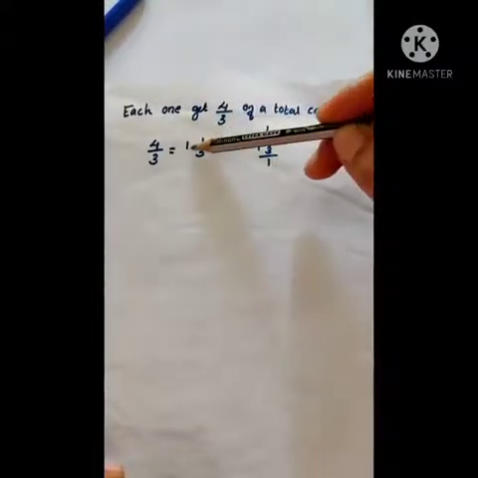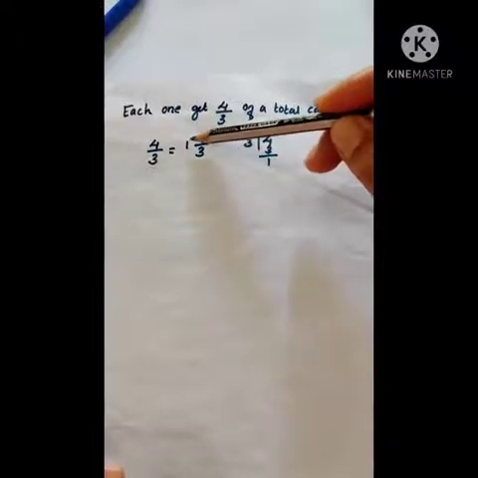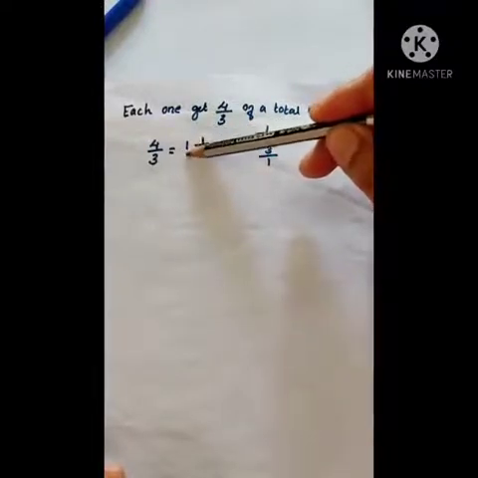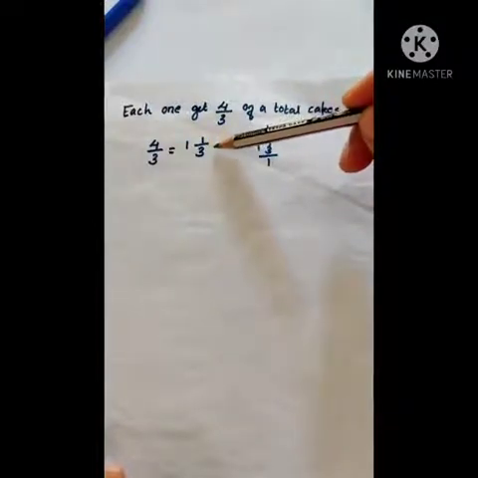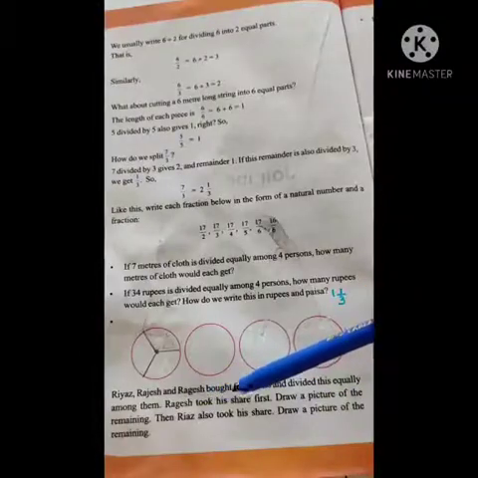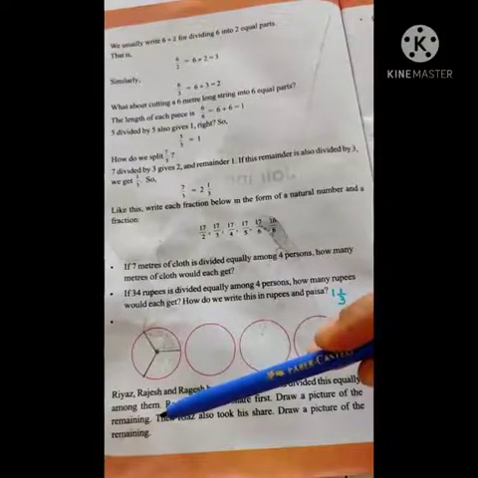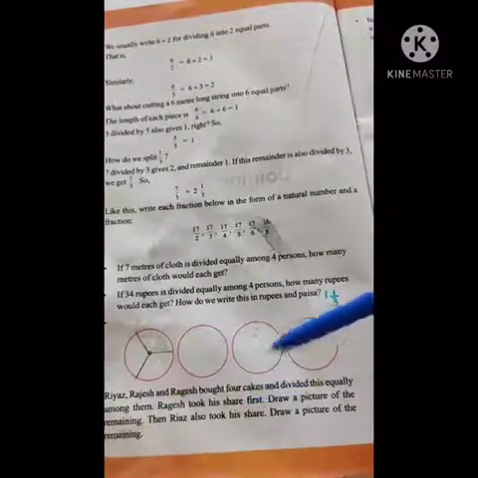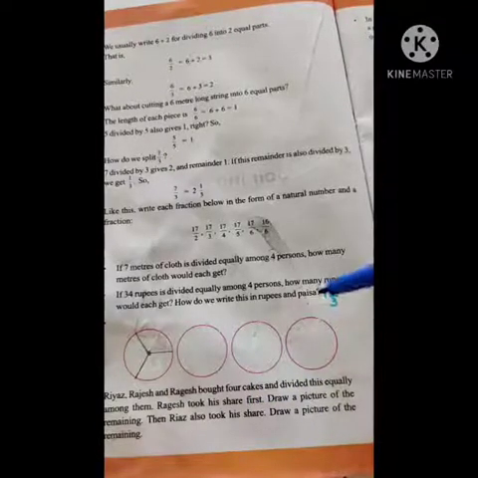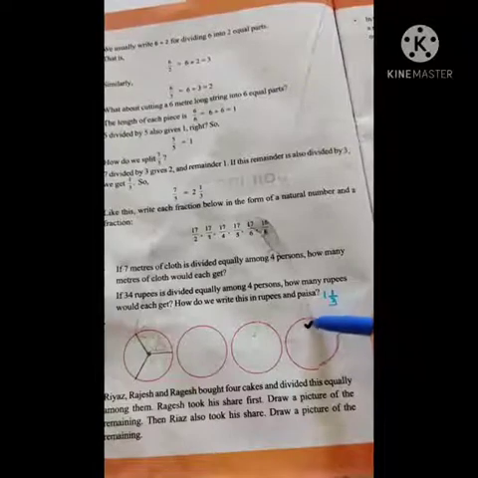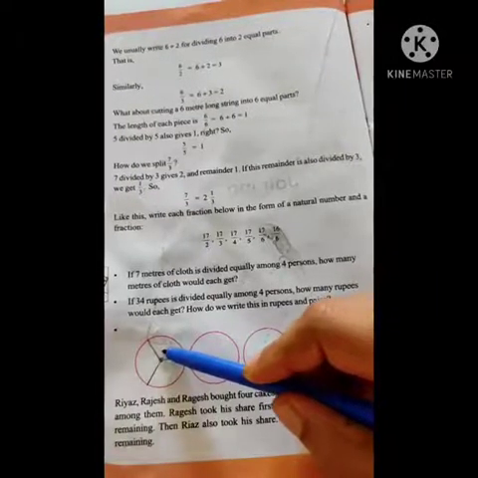Then it can be written as 1 and 1 by 3. That means each one gets 1 whole cake and 1 by 3 portion of a cake. Okay. Ragesh took his share first. Draw a picture of the remaining. Now we know that Ragesh gets 1 and 1 by 3 of total cakes. That means he took 1 whole cake and 1 by 3rd portion of this cake.